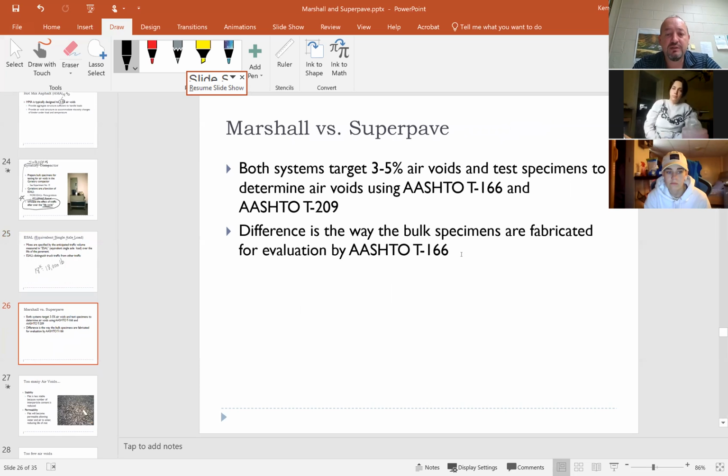Here's a comparison between the Marshall and the Superpave. Both systems target that 4%. That's been that way for a long time, so that seems to be what works. The differences are basically in the way that we fabricate or construct the specimens for testing and the tests that it goes through.